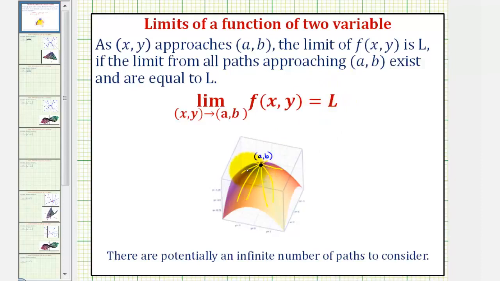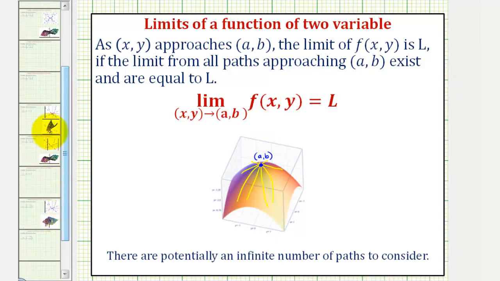Of course, this doesn't illustrate all the possible paths. Notice how there are potentially an infinite number of paths to consider. However, if our function is continuous over a region containing the point (a, b), we can find these types of limits using direct substitution.